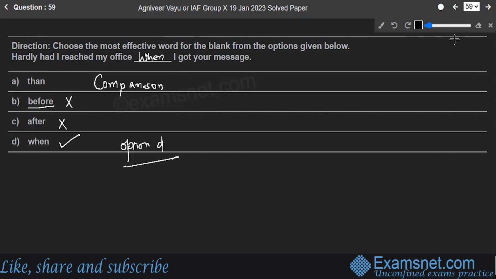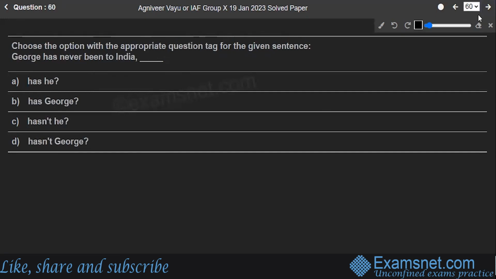Hope you understood this. Then let's move to the next question, number 60. You have to choose the appropriate question tag for the following sentence. George has never been to India. Has he? Has George? Hasn't he? Or hasn't George? See, a question tag means a short phrase added at the end of the sentence that changes it into a question. For example, she said half price, didn't she? So over here, the main clause is positive and the question tag is usually negative. If the main clause is negative, the question tag is positive. Opposite happens.